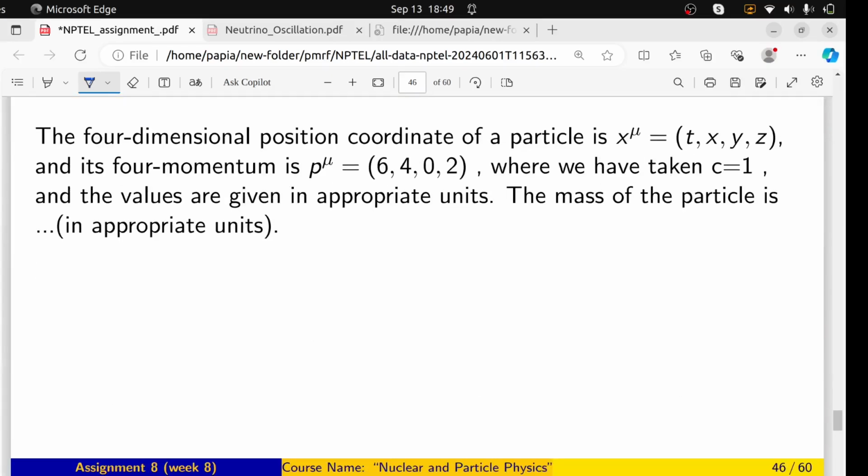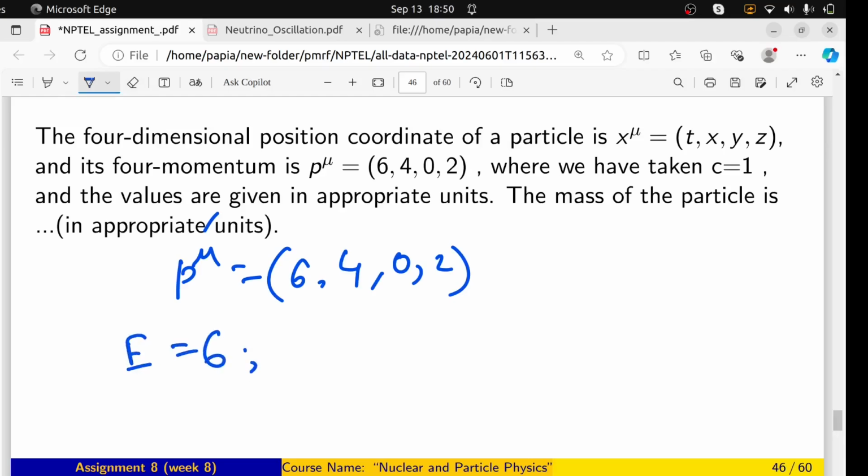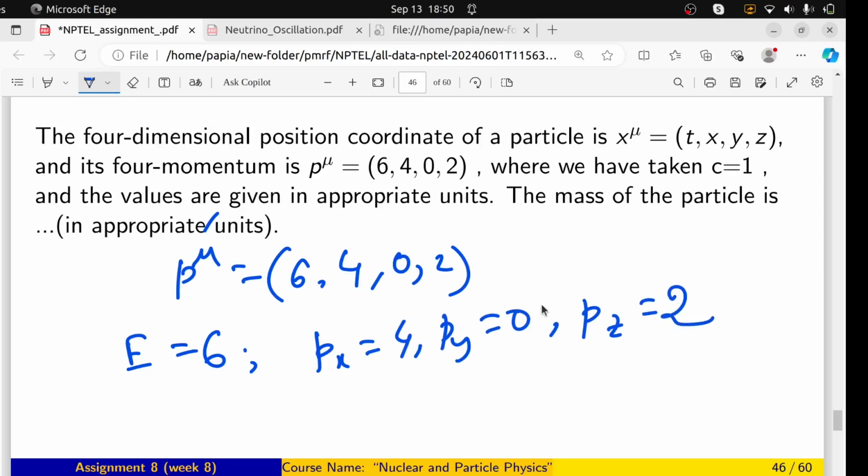The 4-dimensional position coordinate of a particle is this one, and its 4-momentum is 6402, where we have taken c equals 1 and the values are given in appropriate units. The mass of the particle is how much? Now it is fine, they are asking for mass. So it is exactly similar to the question before the previous one. So E equals 6. I am not writing it as E by c because c is already 1. So Px 4, Py 0, Pz 2.